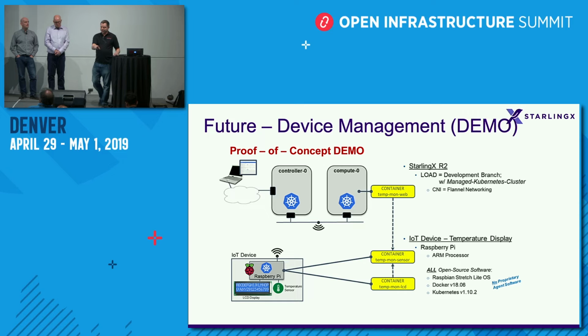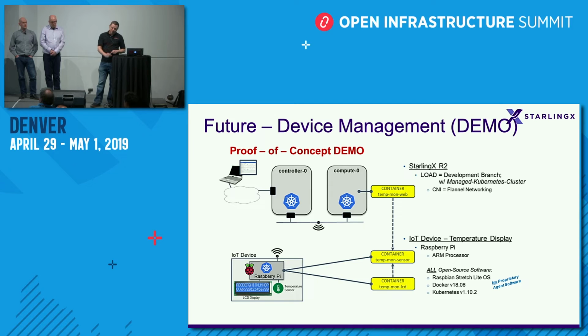So this is the context of the demo that I'm going to show you. I've got a little 2-node StarlingX cluster, one controller or master and one compute or worker node. I've got a Raspberry Pi. Even these small devices like Raspberry Pis now can run Kubernetes. It's got Raspbian Stretch OS on it. I pre-installed Docker and Kubernetes, just all open software. We stuck a temperature sensor on the Raspberry Pi and an LCD display so it could do something neat.